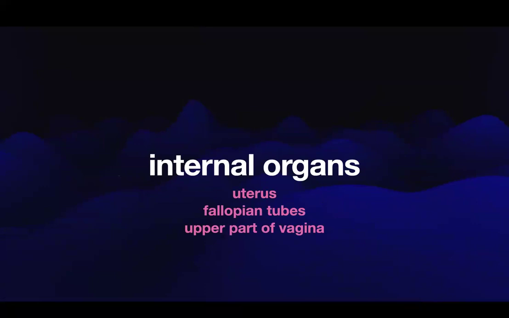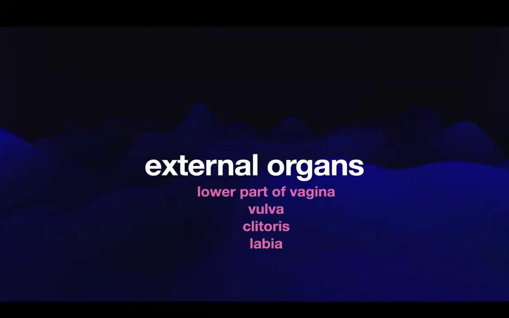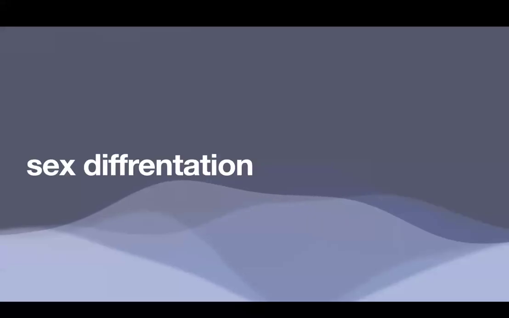Now, the internal organs in the female reproductive system include the uterus, the fallopian tubes, and the upper part of the vagina. And externally, we have the distal or the lower part of the vagina, the vulva, the clitoris, and the labia, both the labia majora and the labia minora.